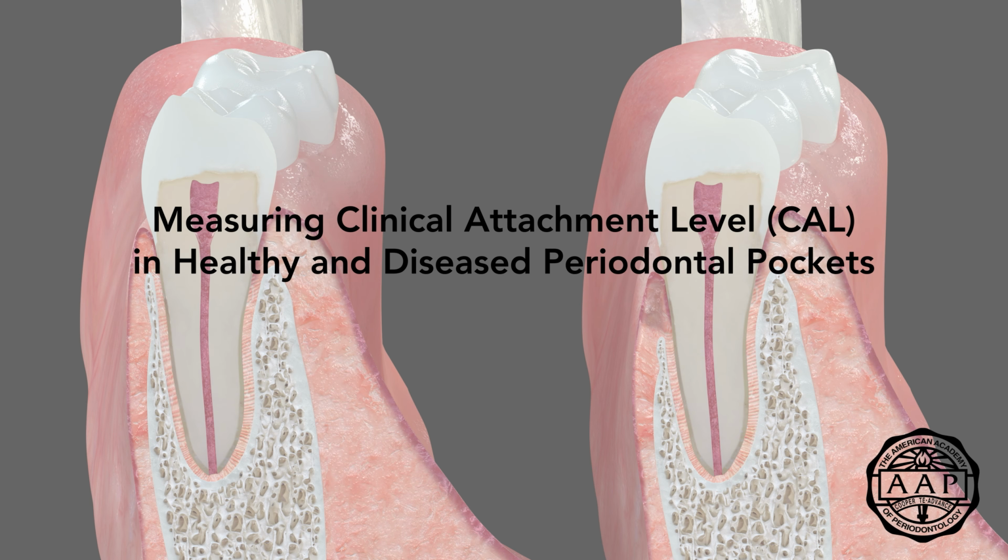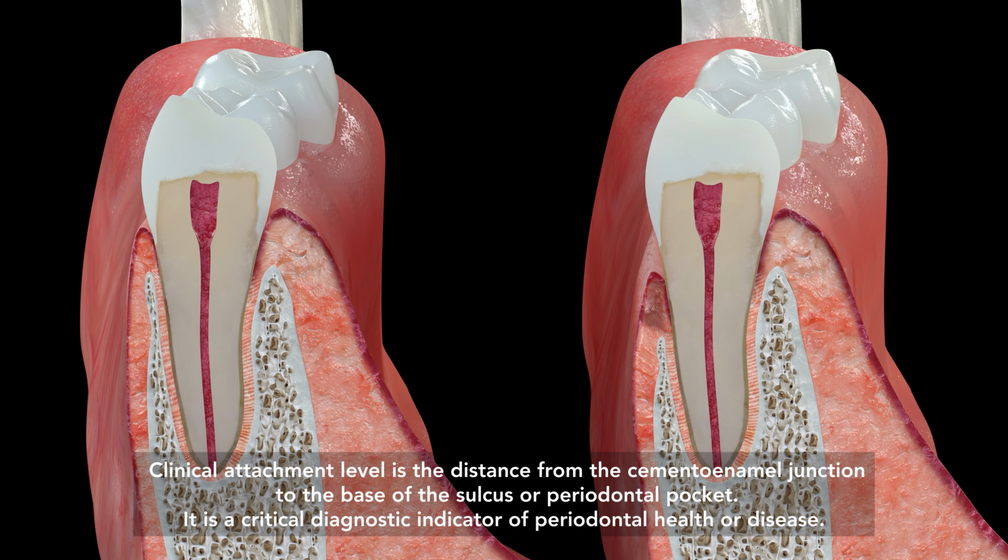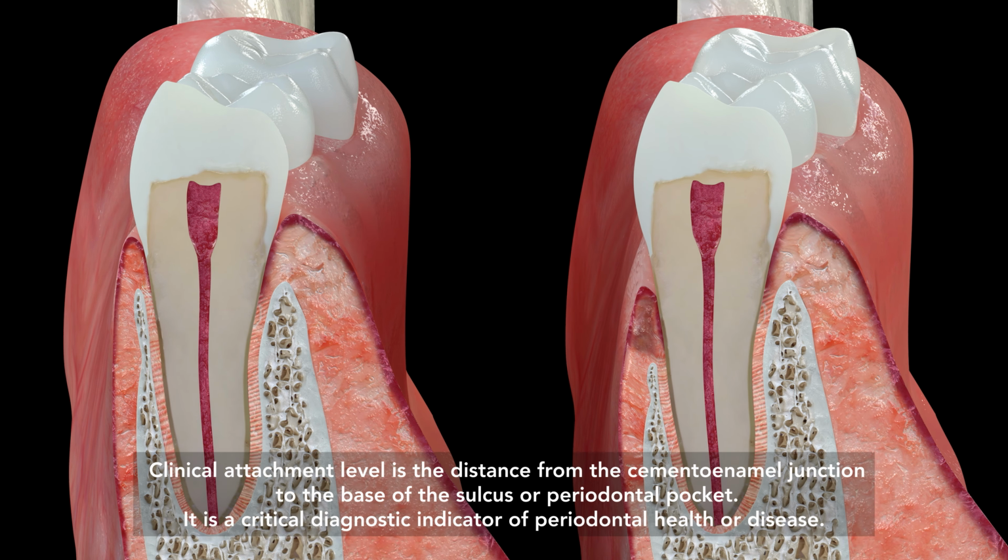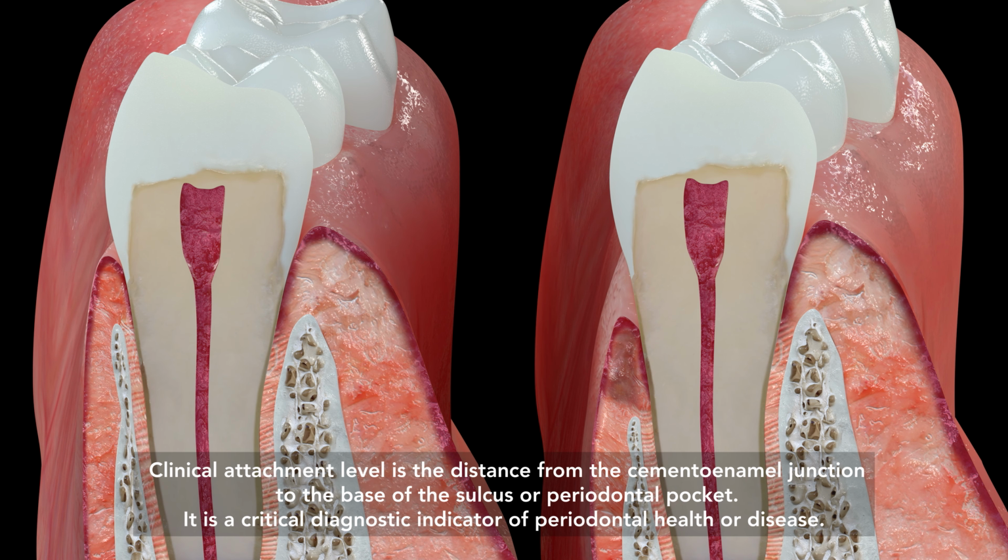Measuring clinical attachment level in healthy and diseased periodontal pockets. Clinical attachment level is the distance from the cemento-enamel junction to the base of the sulcus or periodontal pocket. It is a critical diagnostic indicator of periodontal health or disease.